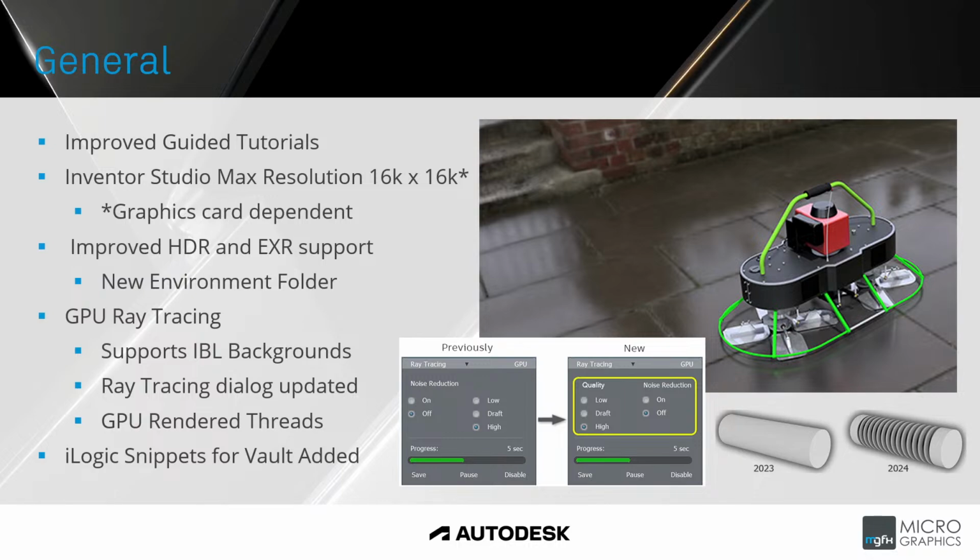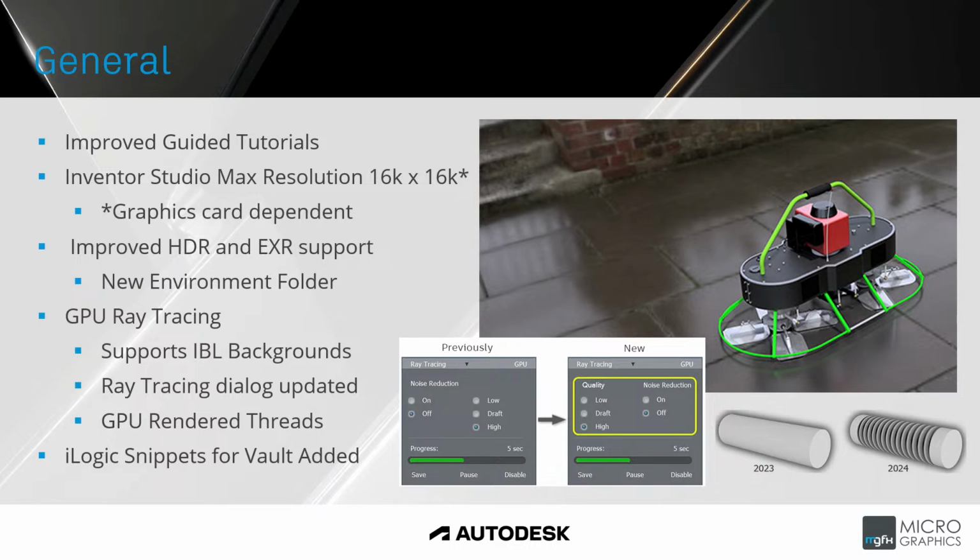The environments have been improved. Your image-based lighting environments now support HDR and EXR. So basically you can create a new environment folder, you can map Inventor to that folder, and you'll be able to put in your own custom HDR or EXR files within that folder and select them as your environments for creating your renders.